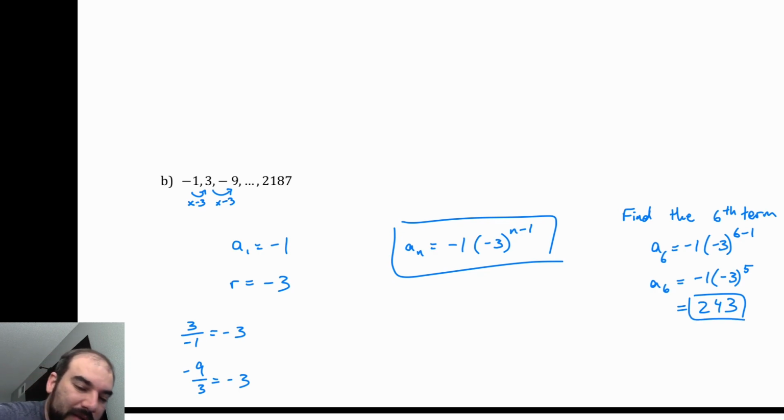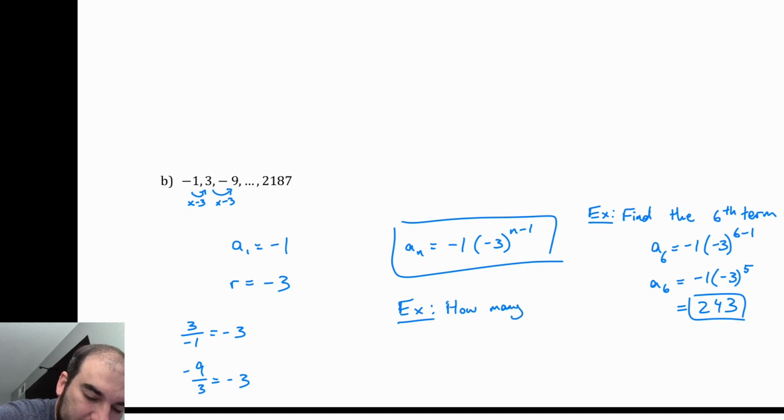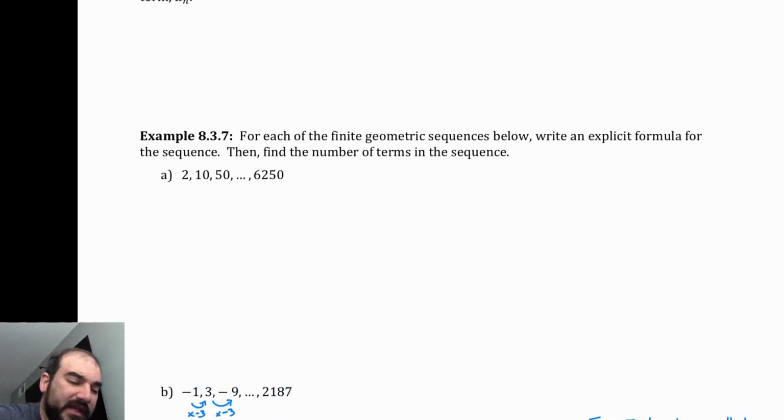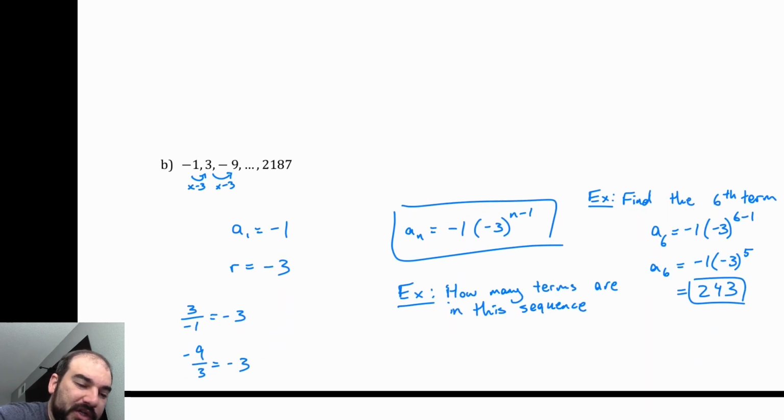And then another follow-up question could say: how many terms are in this sequence that's given to us? Now, notice that this sequence stops, so it's a finite sequence, right? The question also says finite geometric sequence. So the question could be how many terms are in this sequence, and we have a stopping point.